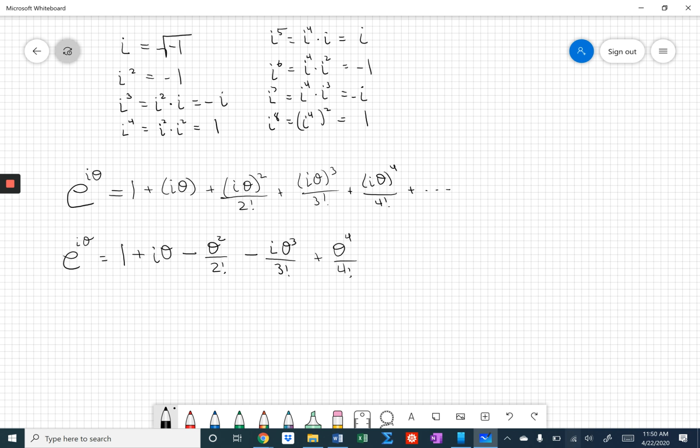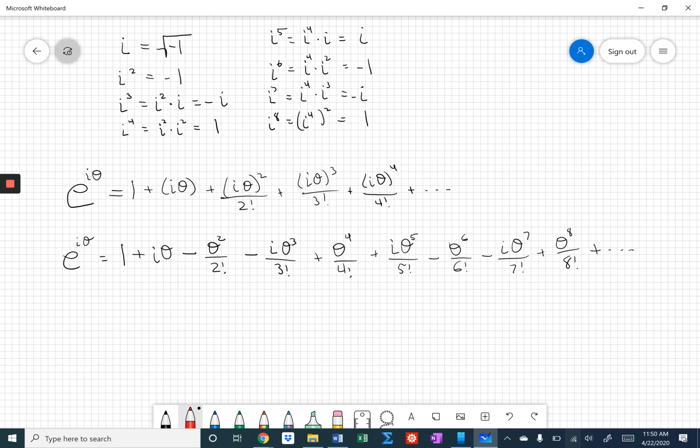Let's put a few more of these in here just to see the pattern. i to the 5th is going to be i, so I'm going to have plus i theta to the 5th over 5 factorial. i to the 6th is -1, so I'm going to have minus theta to the 6th over 6 factorial. i to the 7th is negative i, so I'll have negative i theta to the 7th over 7 factorial. i to the 8th is back to 1, so I'll have theta to the 8th over 8 factorial. And then this is going to continue. And if you notice, we have 1, and then plus, plus, then minus, minus, plus, plus, minus, minus. 2 positives followed by 2 negatives, and so forth on down the line.